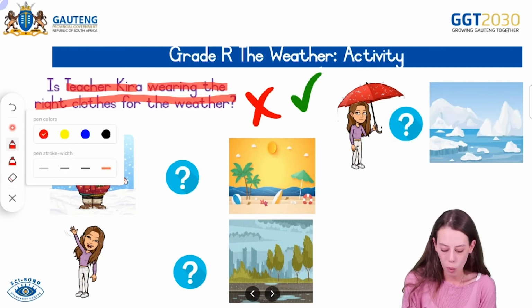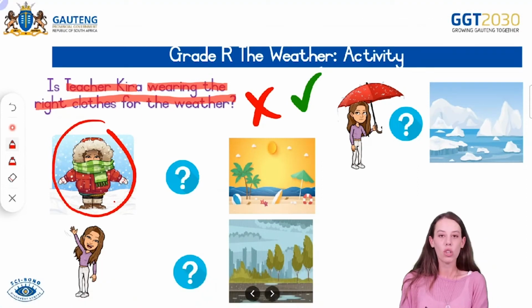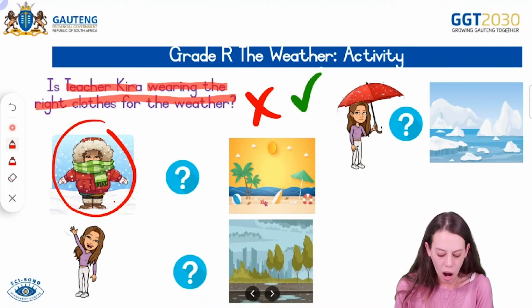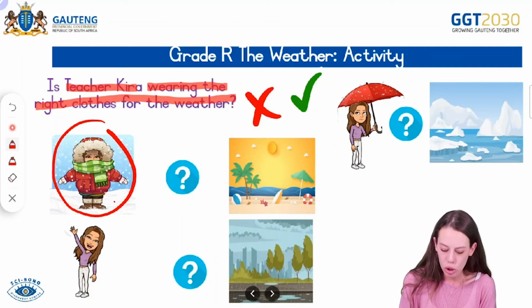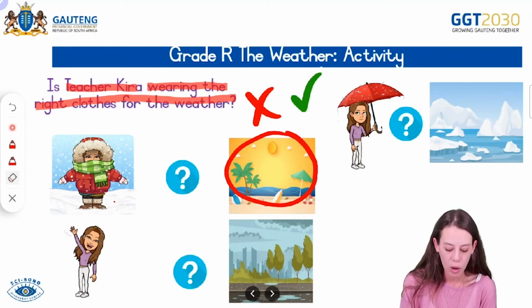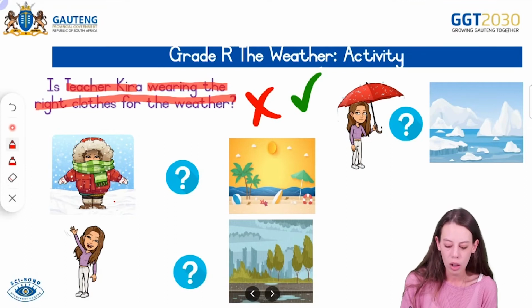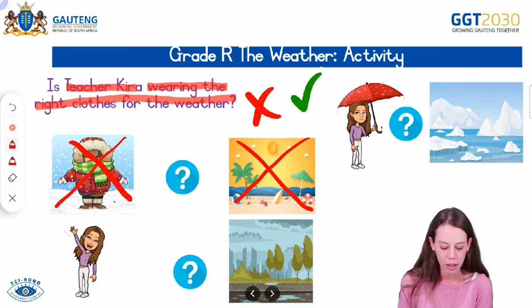What is happening in this picture over here, this first one here? What is happening? What is she wearing? She has a big scarf on, she's got lots of jackets on there. She's got a big scarf on, but she wants to go to the beach. Is she wearing the right clothes for the beach, boys and girls? Absolutely not, Teacher Kira. So we put a big cross there. Those are the wrong clothes for the beach. Right, let's look at the next one.